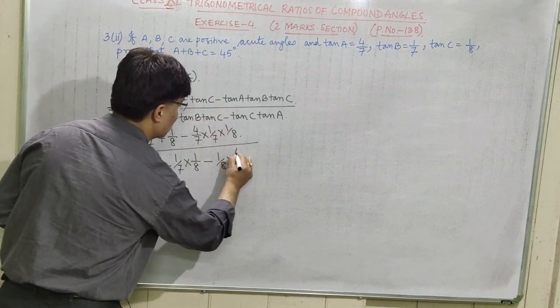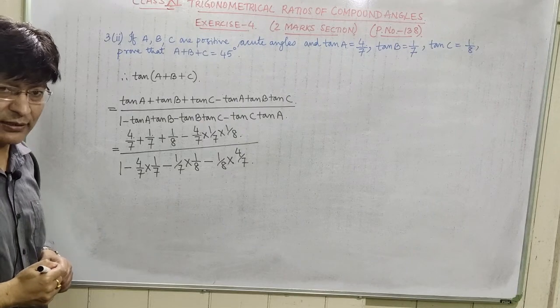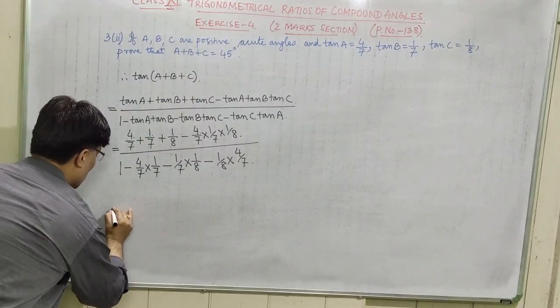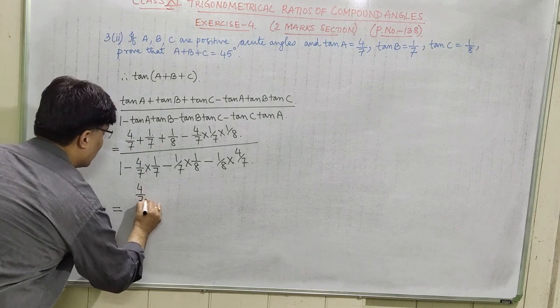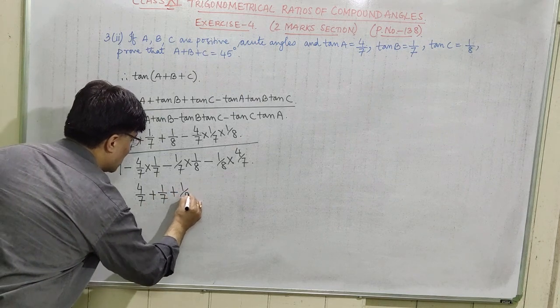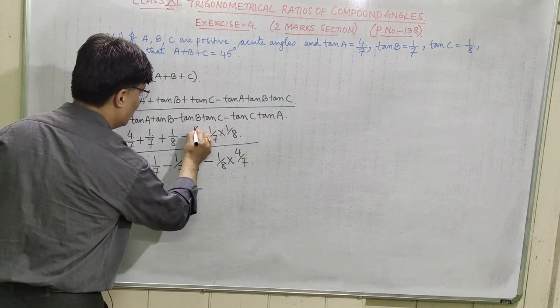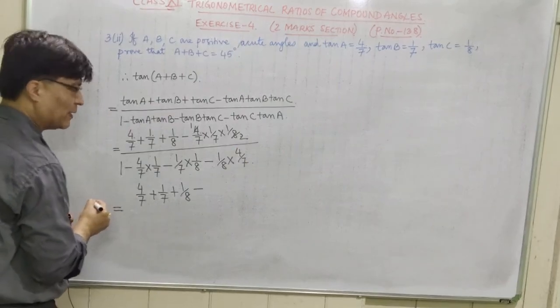Tan A is 4 by 7. Is that clear? So now let us simplify it. This is 4 by 7 plus 1 by 7 plus 1 by 8 minus, you can cancel here, 4 ones are 4, 4 twos are 8, right?